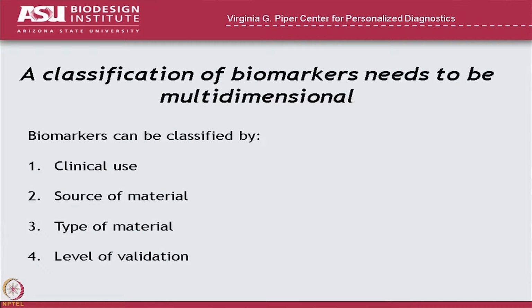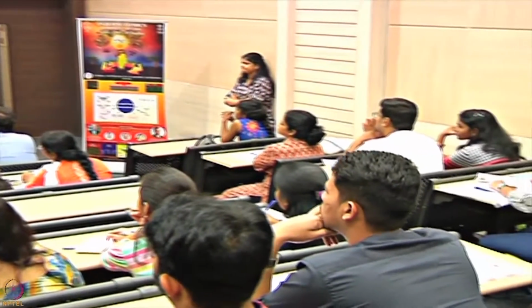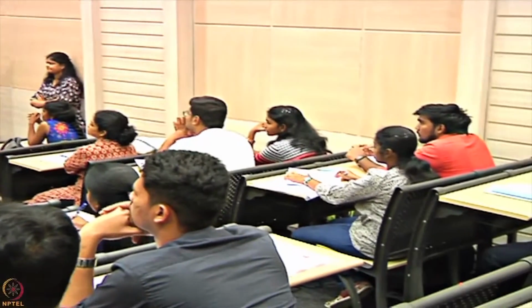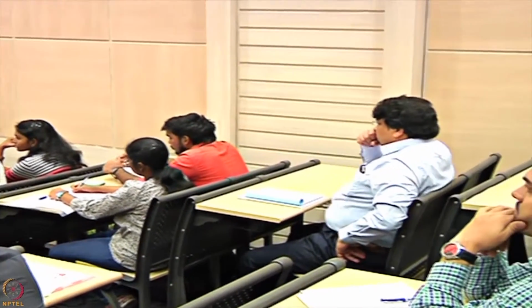So that's what's shown here. You can classify them by what you're going to use them for, whether they are prognostic, diagnostic, that sort of thing. You can talk about where you're going to get the material, what the type of material is, and then how well validated it is. There's also a level of validation for the biomarker itself, and we'll come back to that. So here are some of the clinical uses that we have for biomarkers. Okay, so let me remind you what they are.